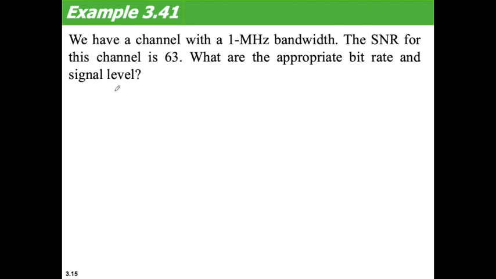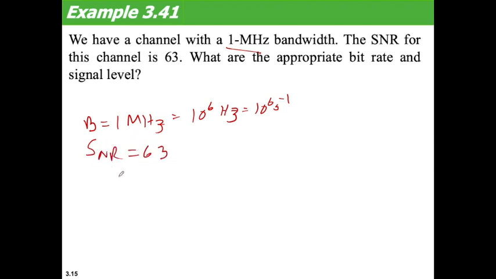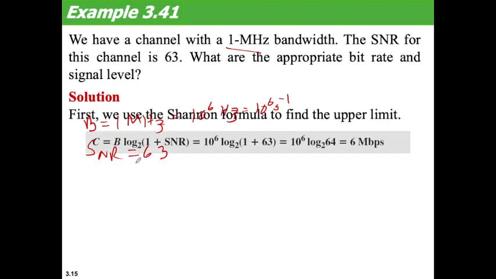We have a channel with 1 megahertz bandwidth. That means the bandwidth B is 1 megahertz, which is 10 to the power 6 hertz, which is 10 to the power 6 per second. Okay, and the SNR for this channel is 63. All right, what are the appropriate bit rate and signal level? How to calculate this? First use the Shannon formula to get the capacity, which will be what? The capacity will be 10 to the power 6 times log 2 base (1 plus 63), which is 64. That means 6 megabits per second.